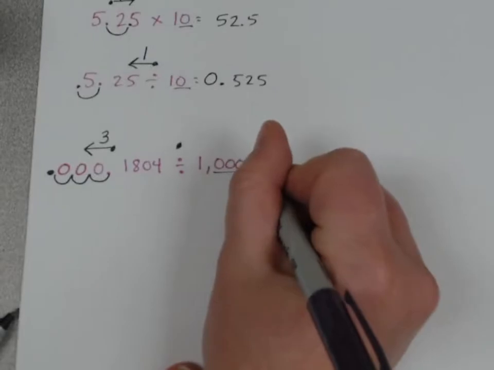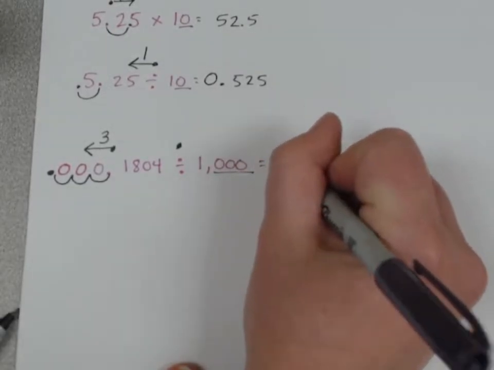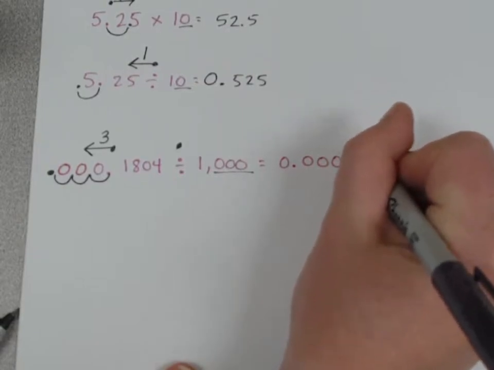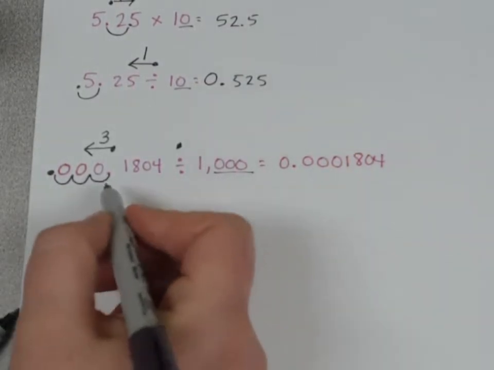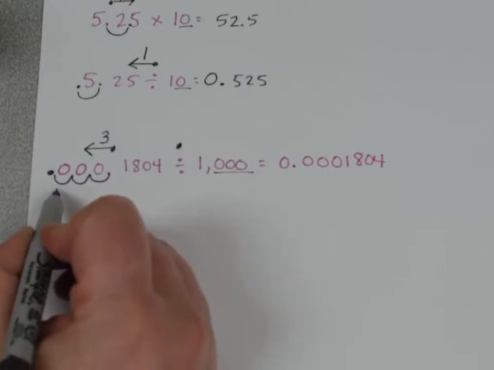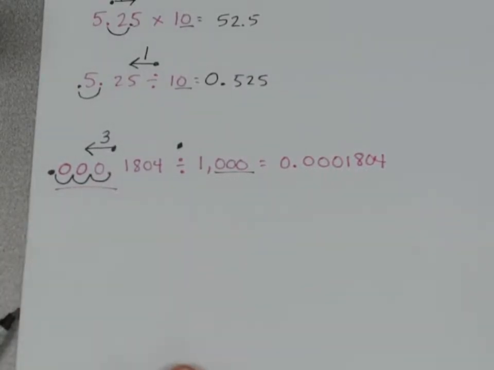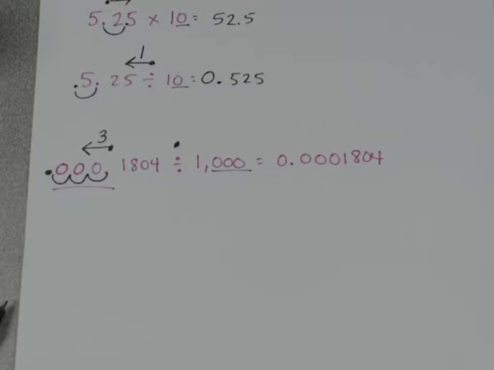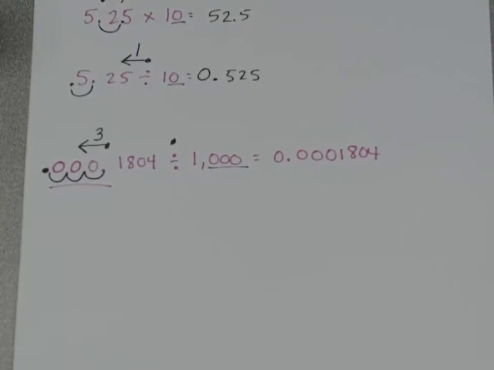So they have to come over here and write their new answer. 0.0001804. So anytime that happens, you have to use a filler number, and the filler number is going to be 0 99.9% of the time. I don't like saying always. So that is some of the stuff we've been going over in class.